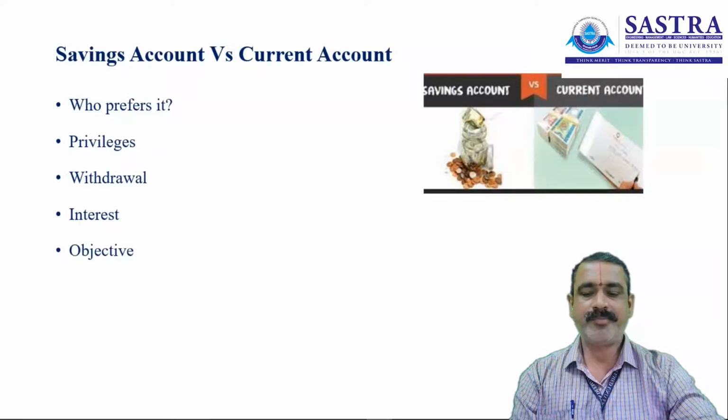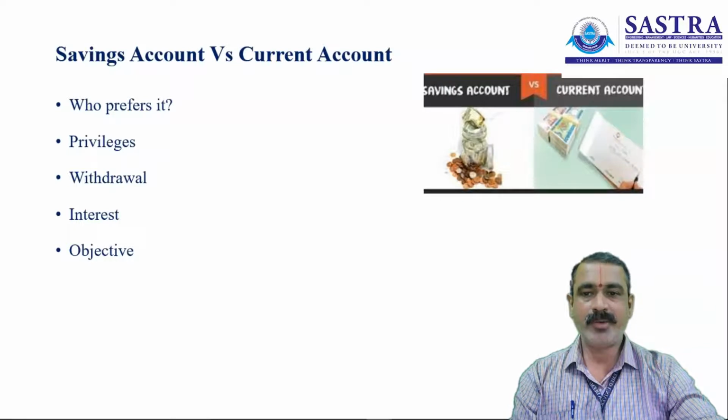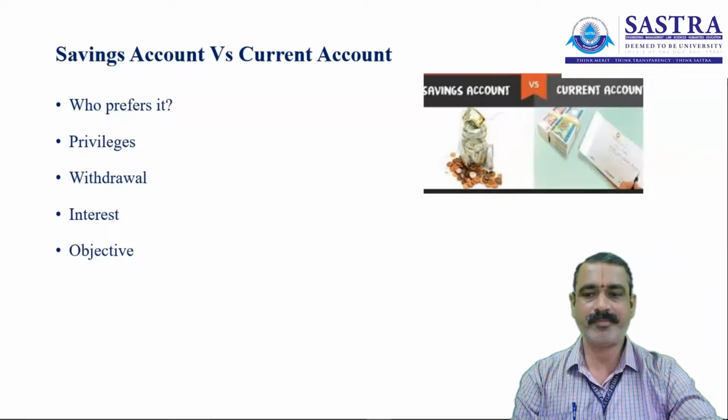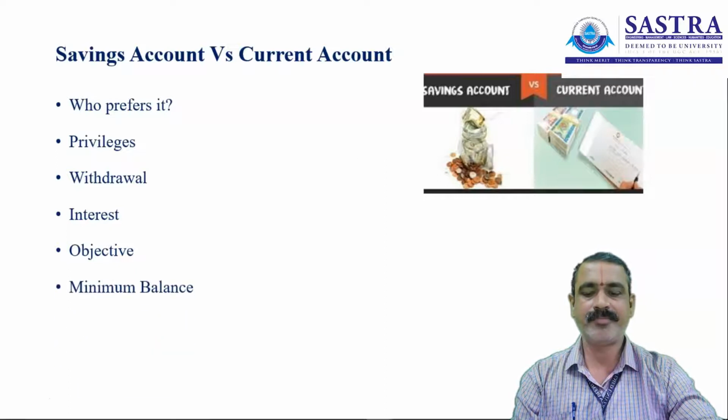Objective, mostly to promote thrift and to provide convenience banking to customers. The savings accounts are opened mostly for that, whereas the current accounts are allowed mostly to enable conduct of business transactions. So the objective is to have thrift in savings as well as to conduct business, respectively, with the savings account and the current account.